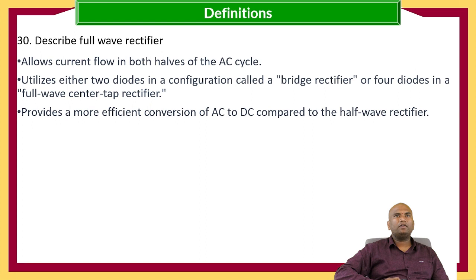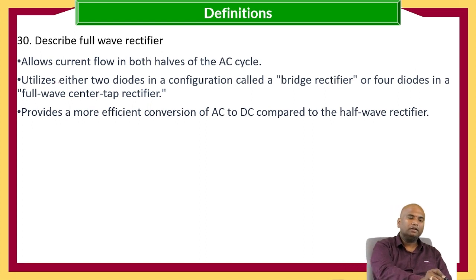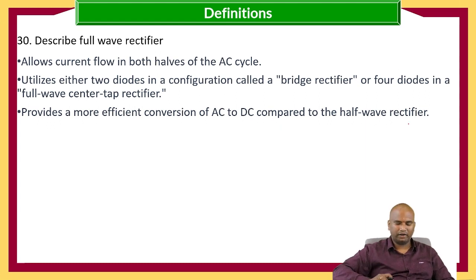Describe full wave rectifier. A full wave rectifier is going to allow current flow in both halves of the AC cycle, and it utilizes either two diodes in a configuration called a bridge rectifier or four diodes in a full wave center tapped rectifier, and it provides a more efficient conversion of AC to DC compared to the half wave rectifier.